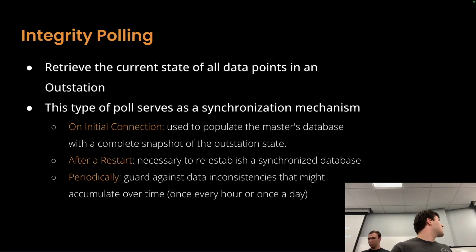So yeah, integrity polling is something you only do in specific scenarios, like on the initial connection of an outstation and a master station, where it will populate the master's database with a complete snapshot of the outstation state, or after a restart, or periodically. So it really is just to make sure that everything is okay from the outstation's point of view.